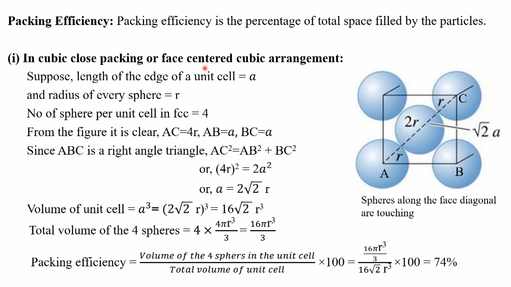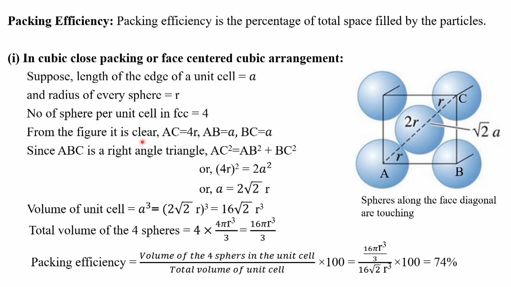Okay, so now we discuss packing efficiency. Packing efficiency is the percentage of total space filled by the particles. In cubic close packing or face centered cubic arrangement, suppose the length of the edge of a unit cell is a and the radius of each sphere is r. So the number of spheres per unit cell in FCC is 4, right? So you can see it here.